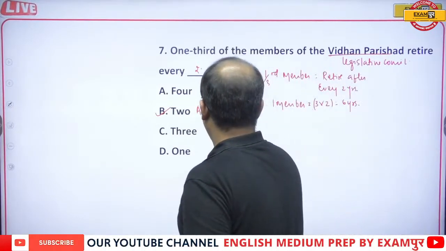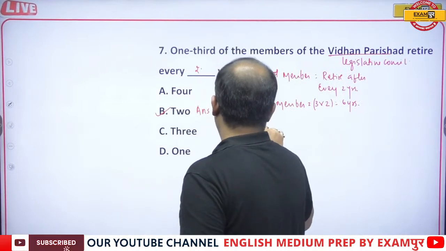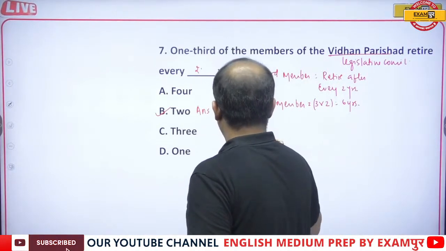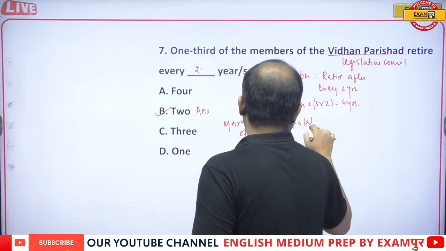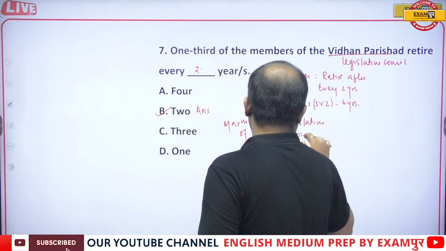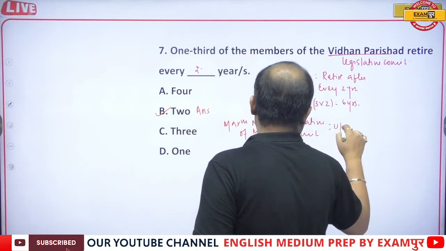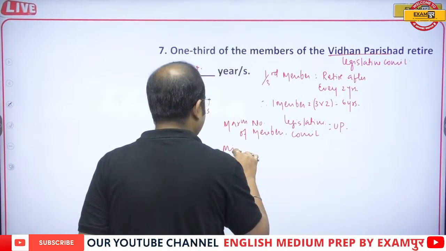Now, the maximum number of members in a Legislative Council is of UP, and the minimum number is of Telangana.